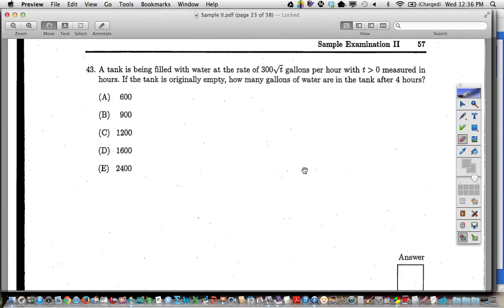All right, sample 2, number 43. Now, this was one. Would this be a good one to do? Sure. Yes, I guess. Did anybody get the right answer without help and tell me what you did? I just set up an integral. You did. Nicely done.